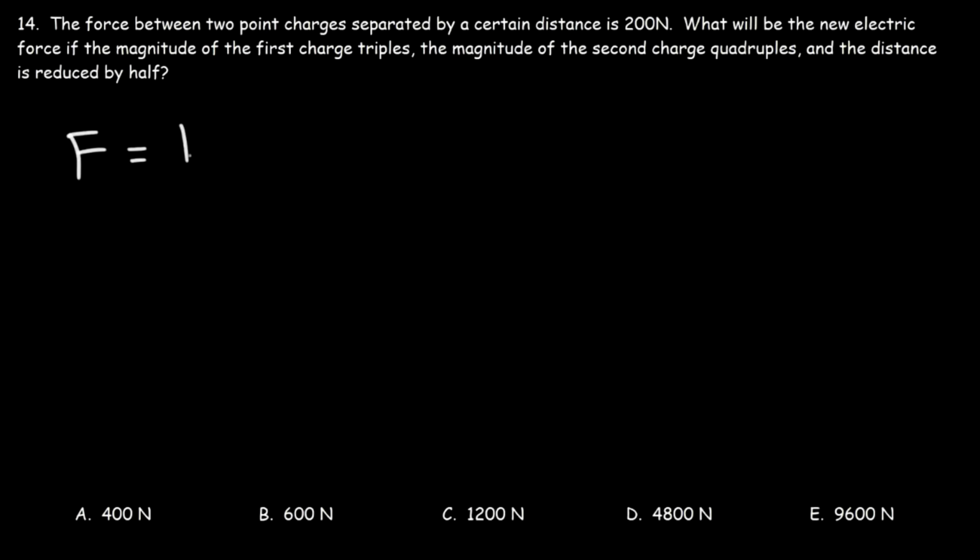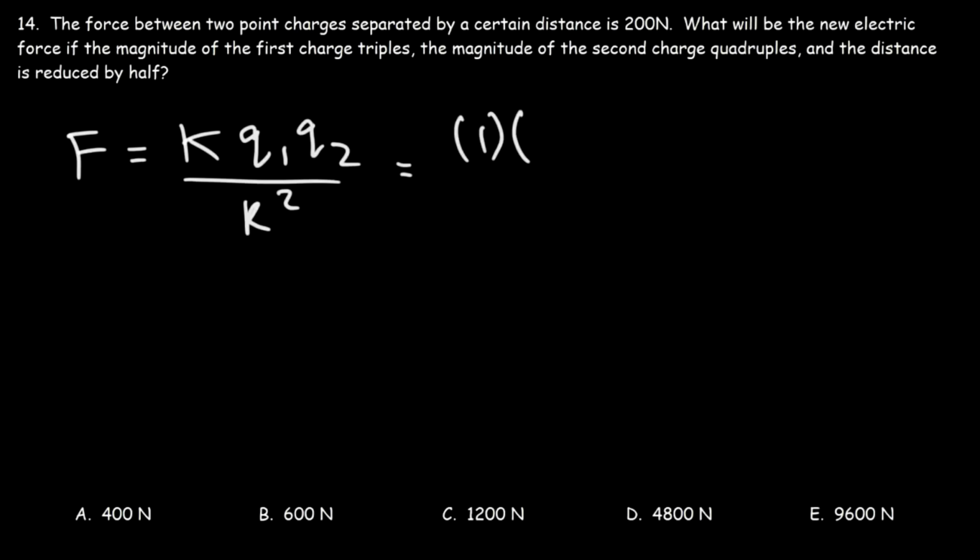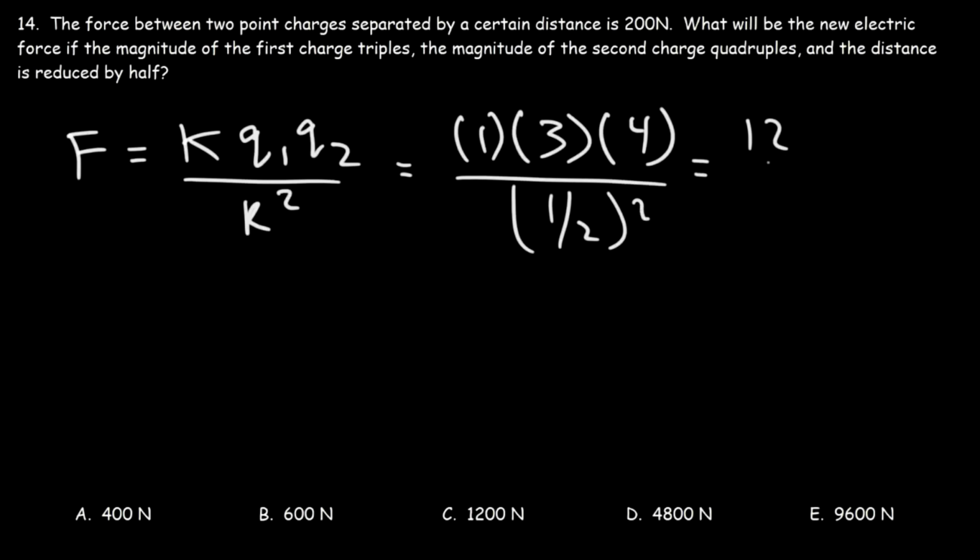So we're going to have to use this formula, kq1 q2 over r squared. But for this type of problem, the stuff that doesn't change, we're going to put a 1. So k is a constant, it doesn't change. q1, the first charge triples, so we're going to replace q1 with 3. The second charge quadruples, which means it increases by a factor of 4. And the distance is reduced by a half. 3 times 4 is 12.